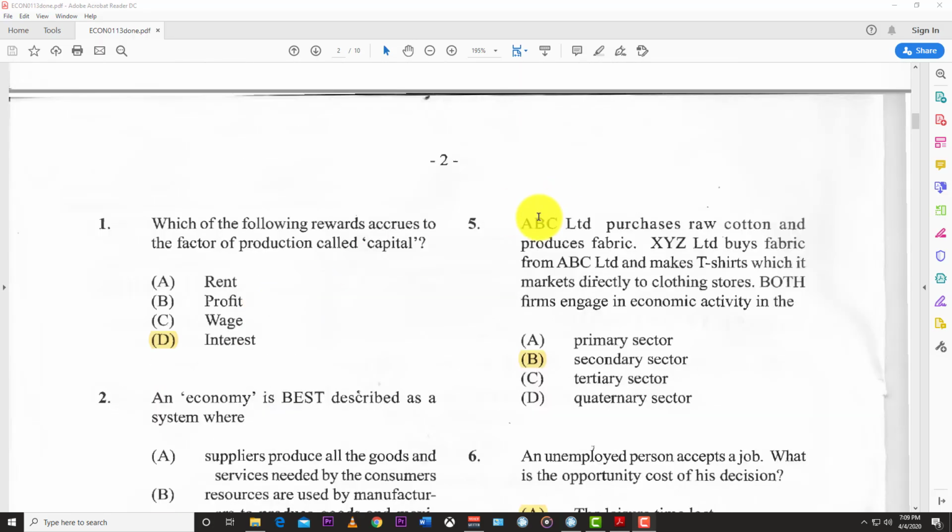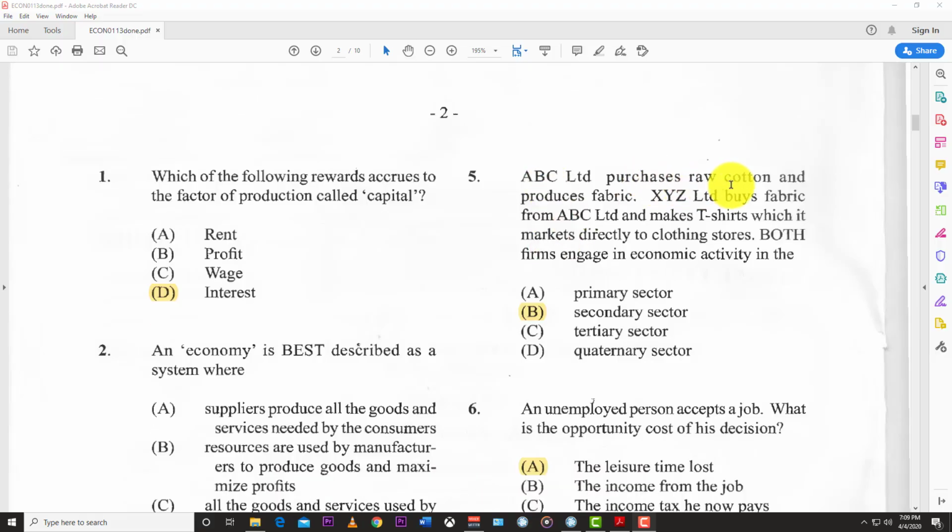Number 5, ABC Limited purchases raw cotton and produces fabric. XYZ Limited buys fabric from ABC Limited and makes t-shirts which it markets directly to clothing stores. Both firms engage in economic activity in the, and the best answer here is the secondary industry, where they take raw materials and produce a finished good. So in this case, the fabric, and then they take the fabric and produce t-shirts. So they take the raw material and turn it into a finished good, and so that's secondary.